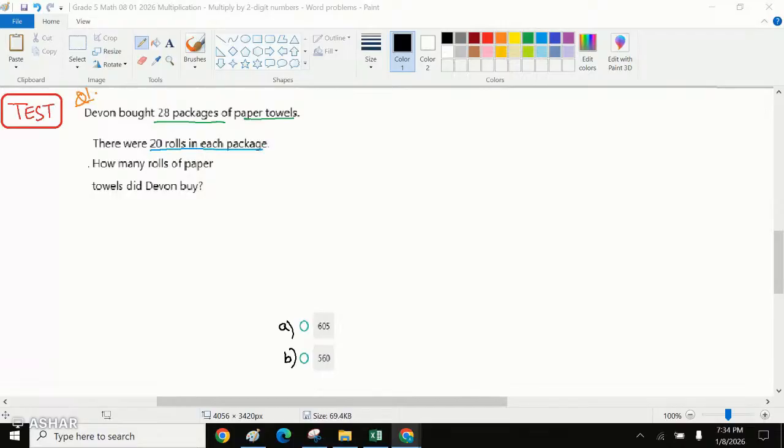Devon bought 28 packages of paper towels, right? So there were 28 packs, right? And how many are there in each pack? There are 20 in each pack. So the question is asking us how many rolls of paper towels altogether did Devon buy? So we can say 28 packs he bought, and each pack had 20 in it.